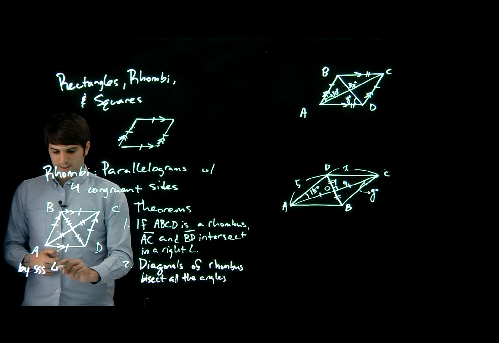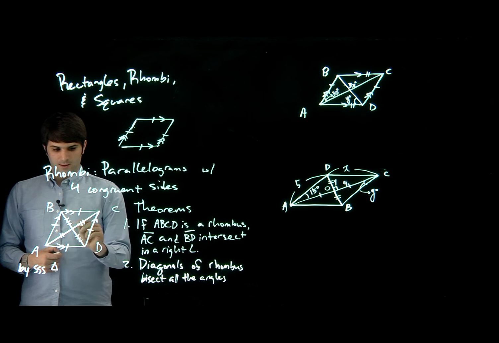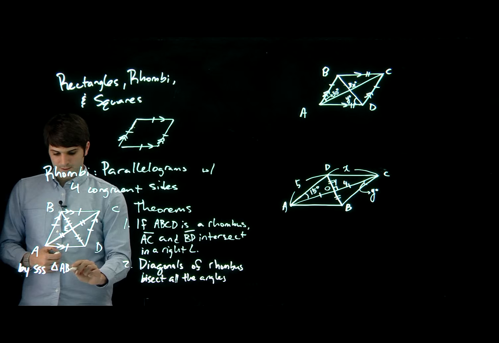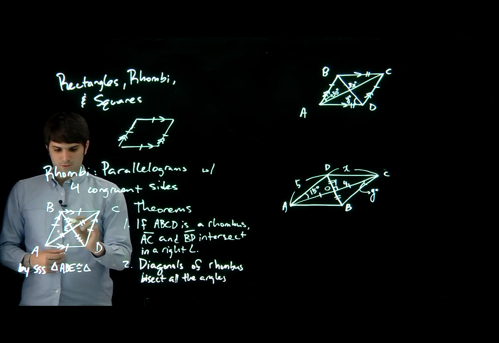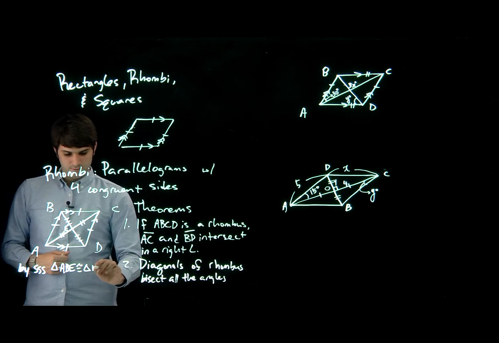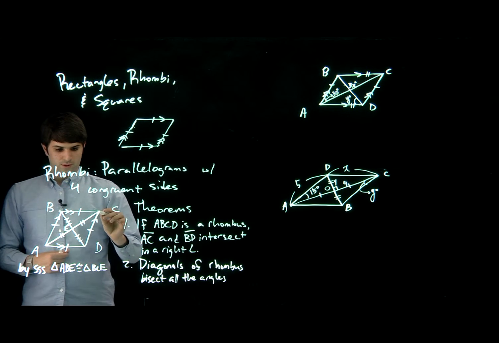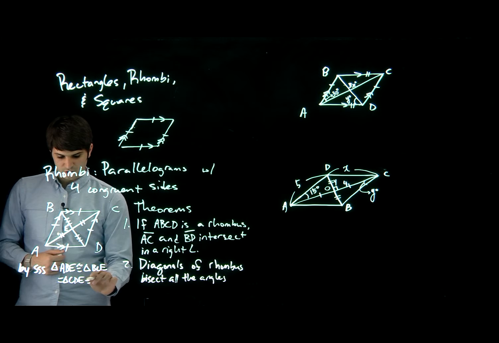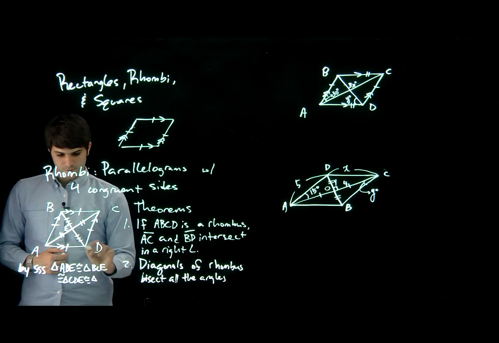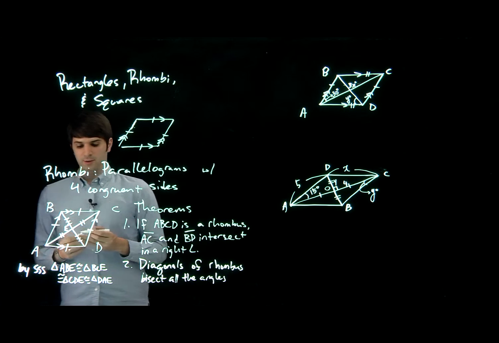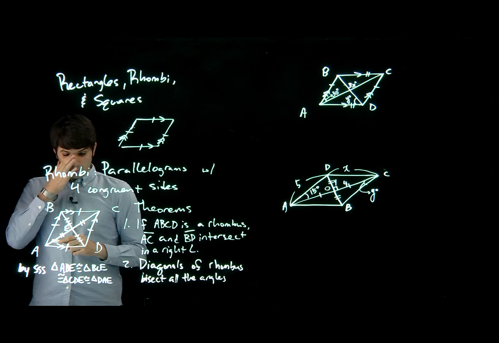we know that triangle ABE, we'll call this point E, is congruent to triangle BCE, which is congruent to triangle CDE, which is congruent to triangle DAE by SSS. So all of these are actually congruent.